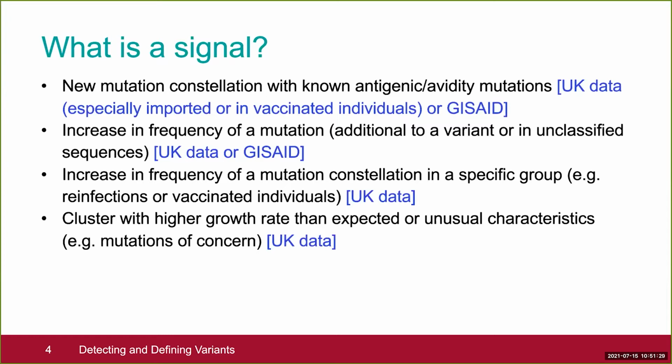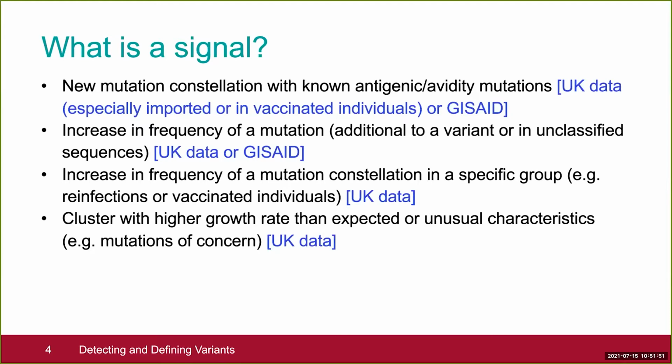Is it part of a cluster? Is it seen more widely across the GISAID data, things like that, so that we can get a better idea of whether this is an isolated incident or we think it's something wider that we need to be concerned about. So there are four main signals that we flag.